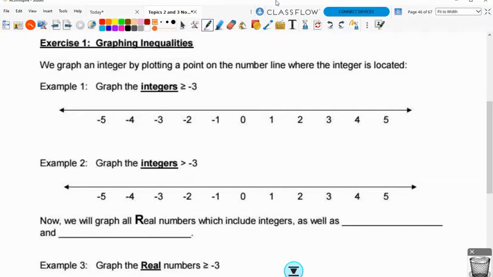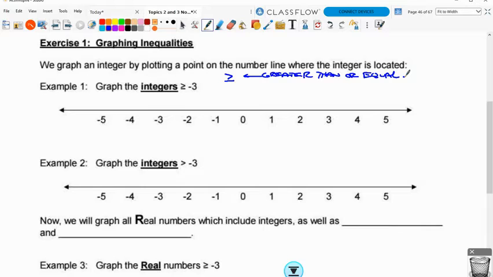In our first exercise, we're going to learn how we can graph inequalities. Earlier in the year, we graphed integers by plotting a point on the number line where the integer was located. In example number 1, we want to graph the integers that are greater than or equal to -3. This symbol right here means greater than or equal. If it's got that little line underneath of the greater than symbol, that means greater than or equal to. We want to graph all of the integers that are greater than or equal to -3.